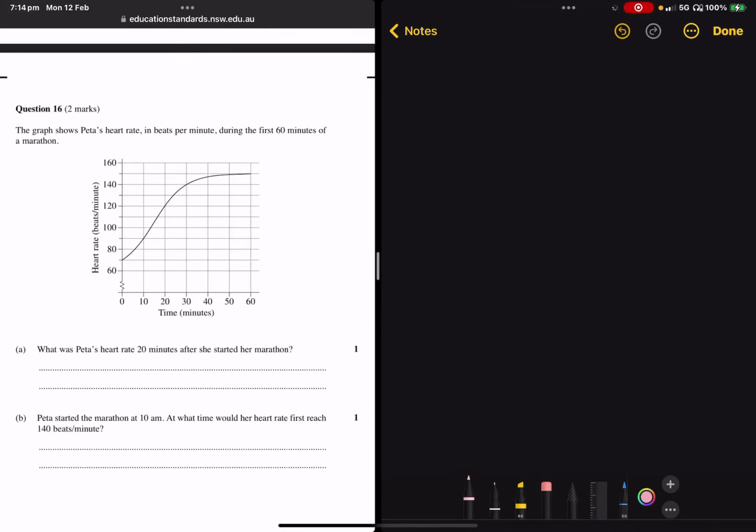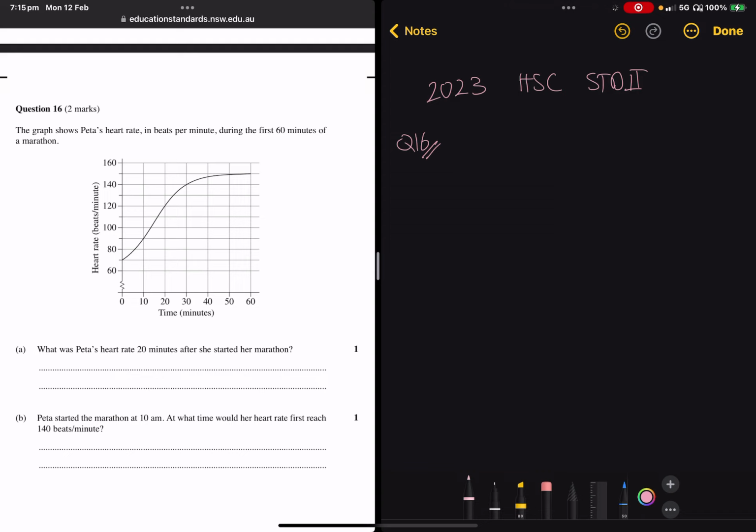Okay, so we're going to take a look at a question from the 2023 HSC Standard 2 Maths paper. This is question 16. We're told the graph shows Peter's heart rate in beats per minute during the first 60 minutes of a marathon. A, what was Peter's heart rate 20 minutes after she started? And B, Peter started the marathon at 10 a.m. At what time would her heart rate first reach 140 beats per minute?